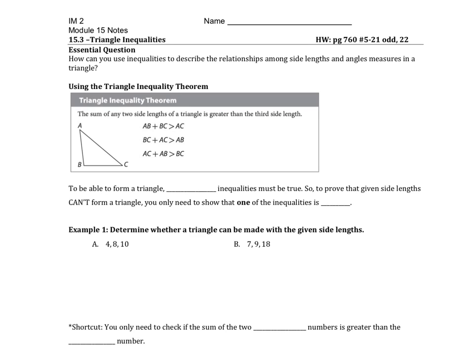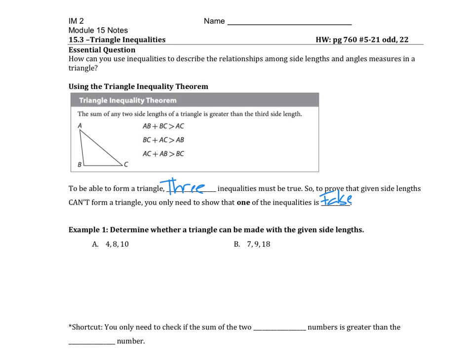So the triangle inequality theorem states that the sum of any two side lengths of a triangle is greater than the third side length. So here you get AB plus BC has to be greater than AC. BC plus AC is greater than AB, and so on. So to be able to form a triangle, three inequalities must be true. So to prove that the given side lengths can't form a triangle, you'll need to show that one of the inequalities is false.